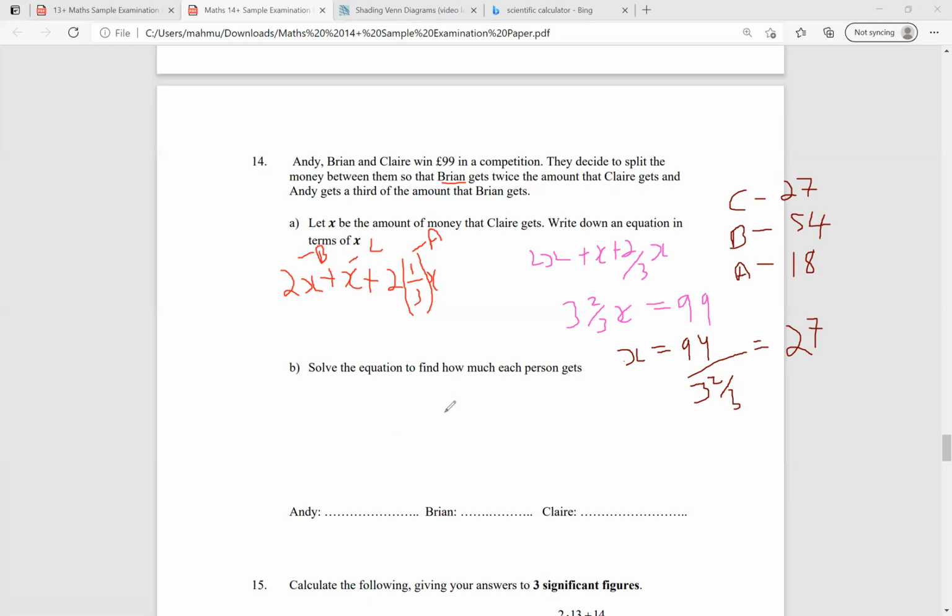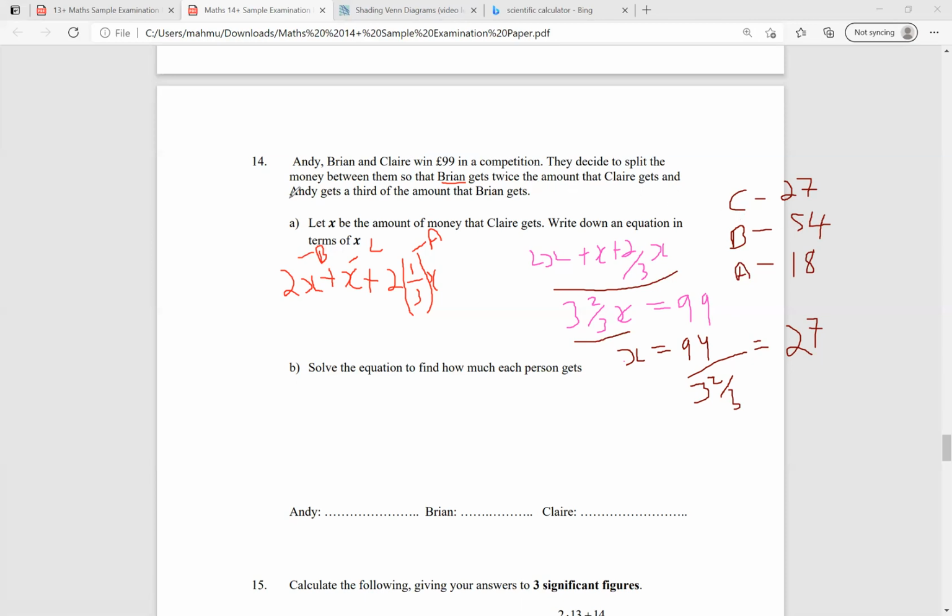That will normally be a 3 or 4 mark question, because you have to first identify how to put it into this format, then add them up, and you get this. We know all of them altogether make 99, so you divide 99 by 3 and 2 thirds. The answer is x, so x is what Claire got. Then double it for Brian, so Brian got 54, and Andy got a third.